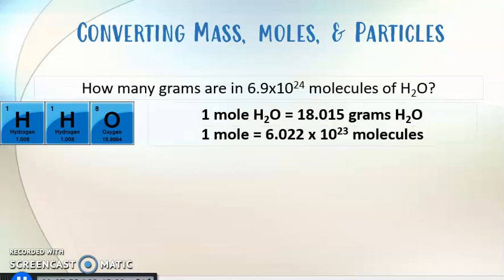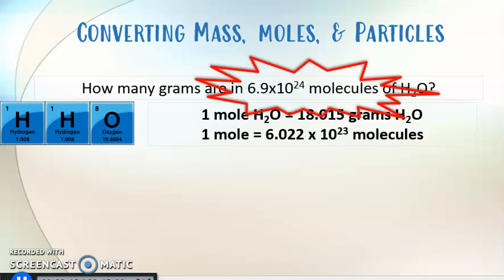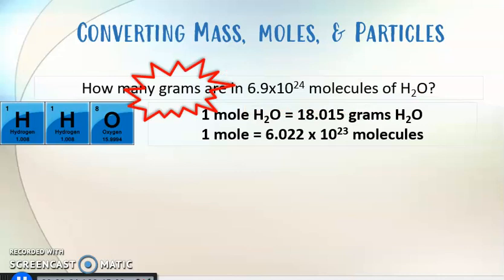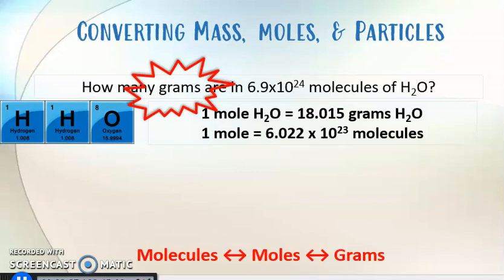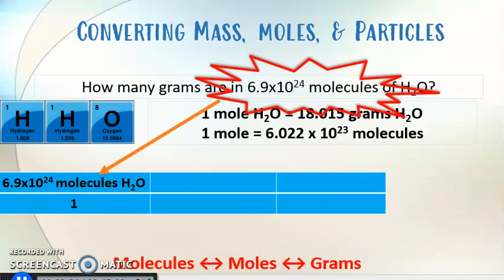The second conversion factor that we know is that 1 mole equals 6.022 times 10 to the 23rd molecules. And again, that's the representative particle, the smallest particle of water that you can still call water, H2O. It's called a molecule. So now we're ready to get started. We know that we're given 6.9 times 10 to the 24th molecules and that we need to get to grams. So again, there's no direct conversion. In this case, we're going to need to go from molecules to moles first, and then from moles to grams. So let's get started with our conversion.